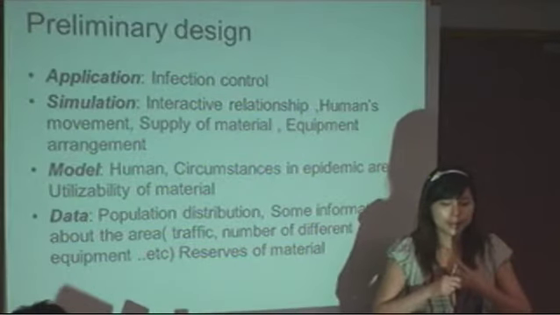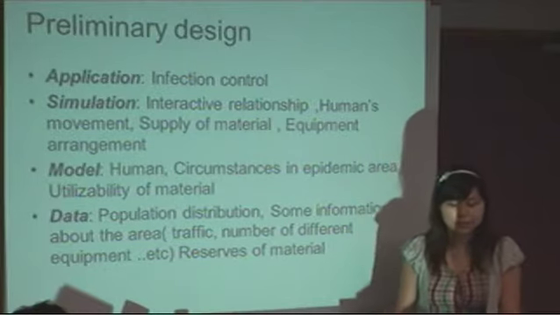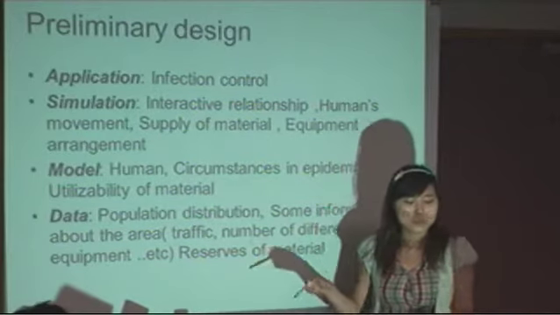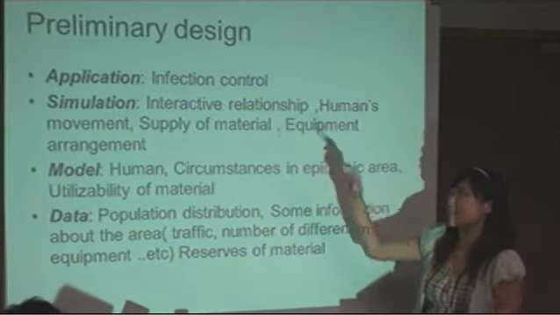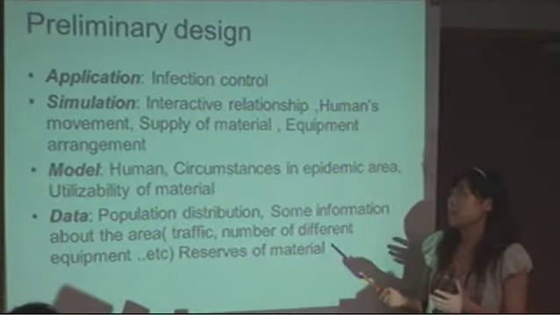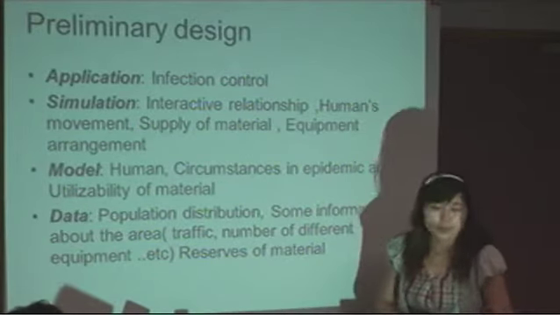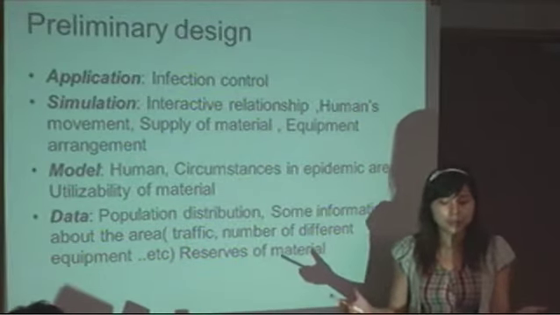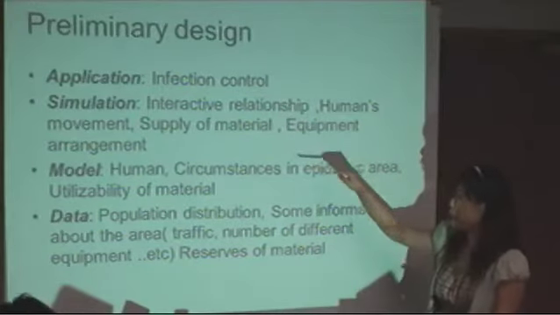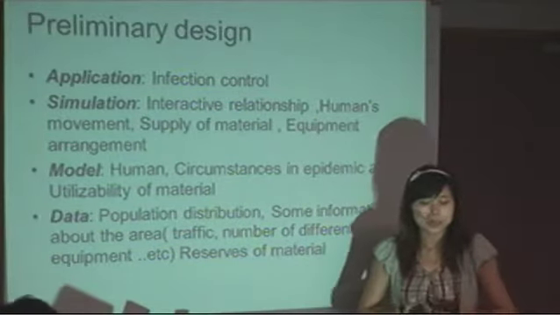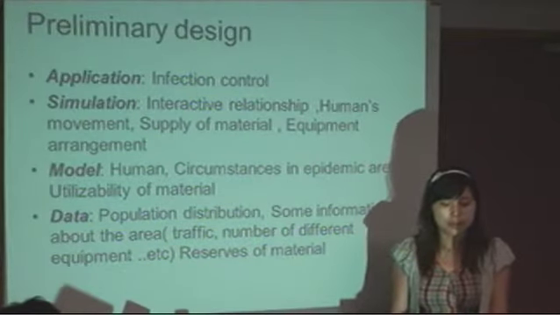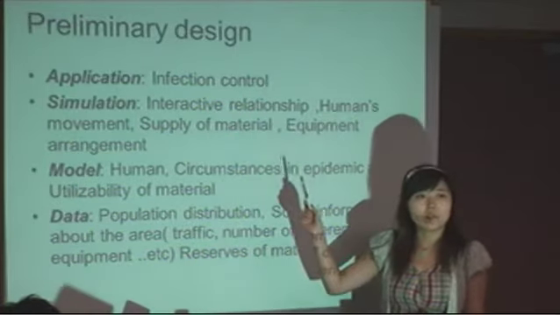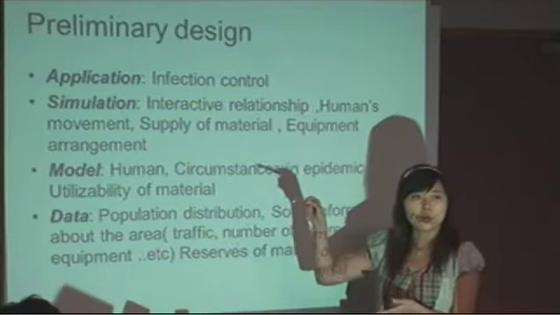For the preliminary design, it's just like the outline about the model. For the application, there is no doubt that the application is to obtain the infection control. And for the simulation part, I divided it into this fourth one: interactive relationship, humans movement, supply of materials, and equipment arrangement. This reflects the flaws I have presented before.